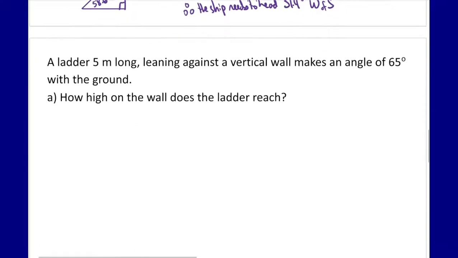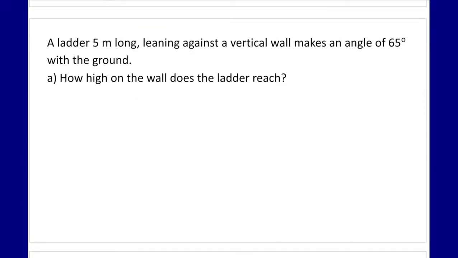Taking a look at the next question, a ladder 5 meters long leaning against a vertical wall makes an angle of 65 degrees with the ground. How high on the wall does the ladder reach? So again, this one might be a little bit more straightforward.